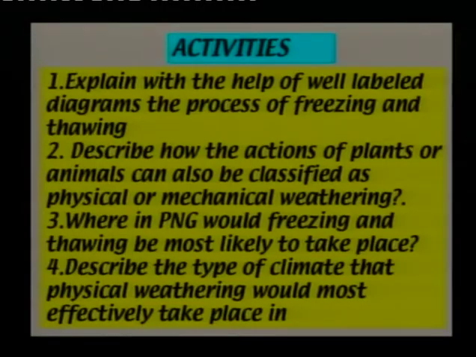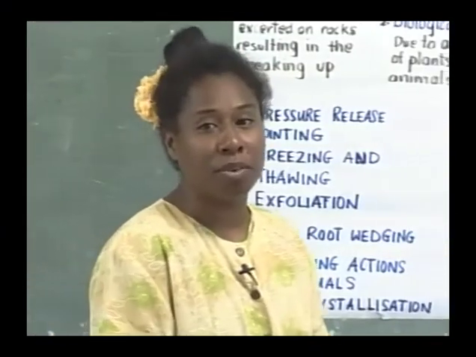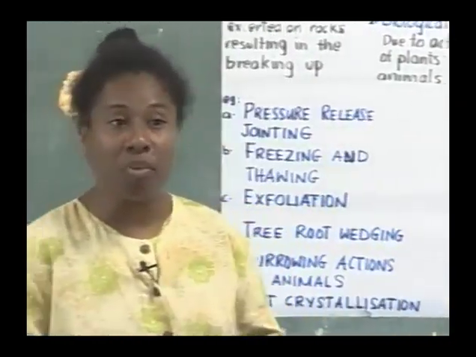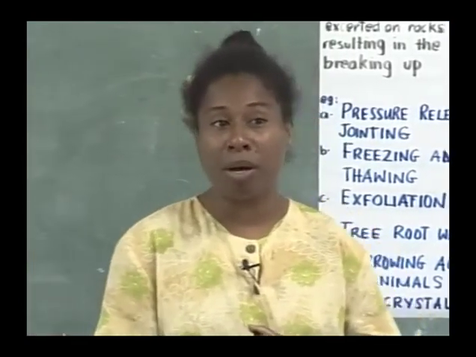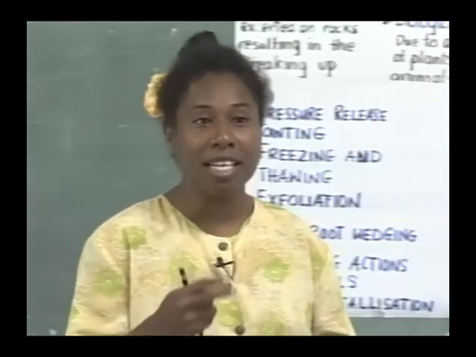Question 3. Where in Papua New Guinea would freezing and thawing be most likely to take place? Christopher. In the Highlands region. Okay, very good. We're looking at the Highlands region, not the whole of the Highlands region, but we're looking at perhaps areas which are a little bit higher in terms of the altitude. Maybe if we have to give a specific example, then perhaps we might say Mount Wilhelm would be a good example, whereby freezing and thawing could take place, because it is the highest point also in Papua New Guinea.